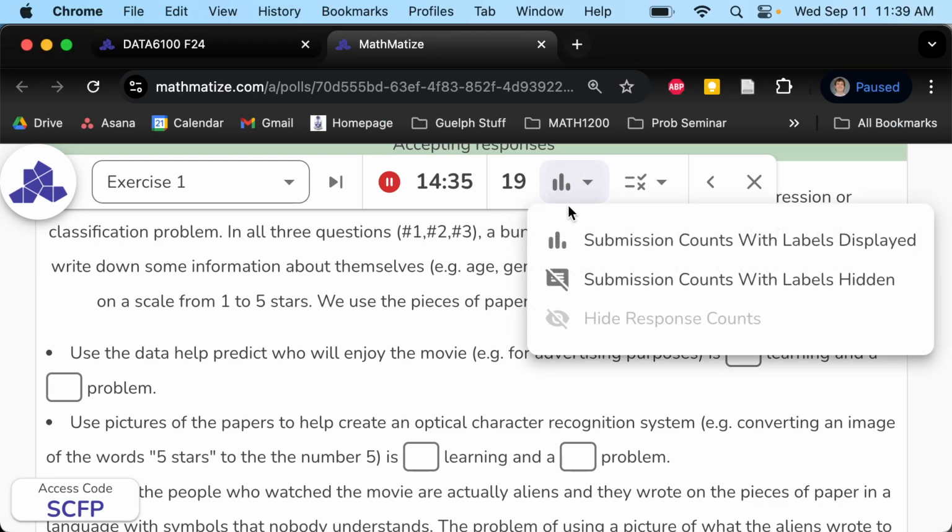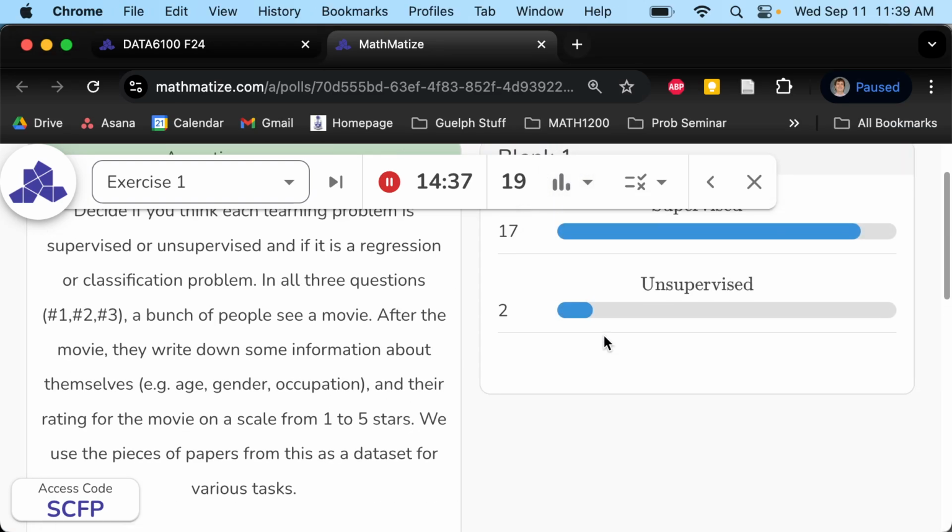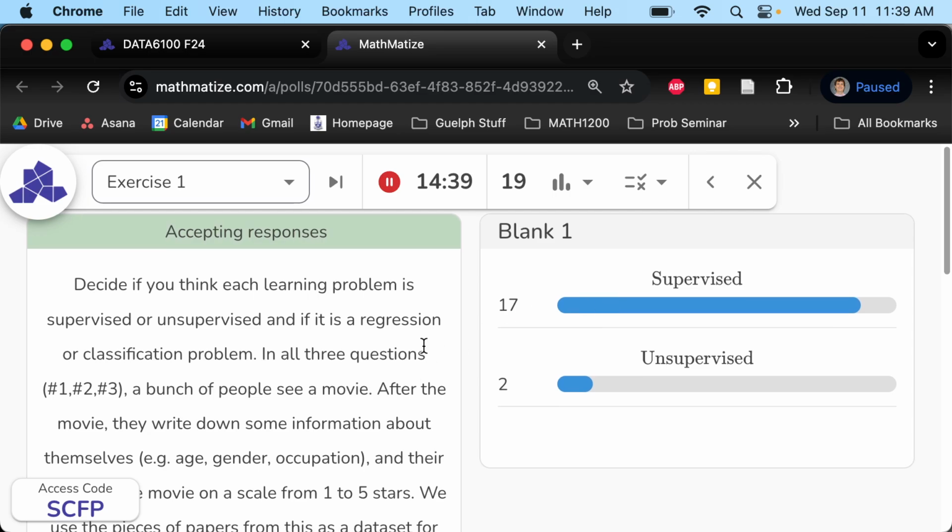You said it is a supervised learning problem. So 17 to 2, people think it's supervised. I agree, this is a supervised learning problem. So we have the answers. We know what they wrote down. I wrote that they wrote down it's 4 stars or 5 stars. We're going to use their age, gender, and occupation to try to predict what that is.